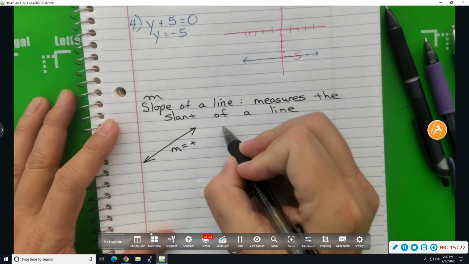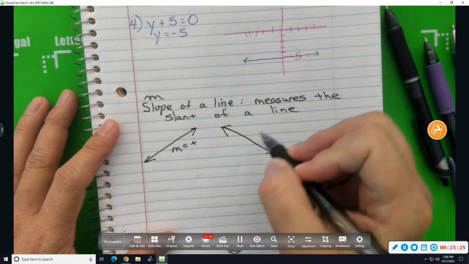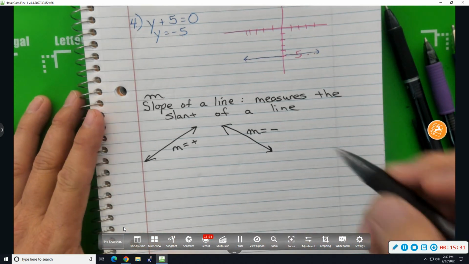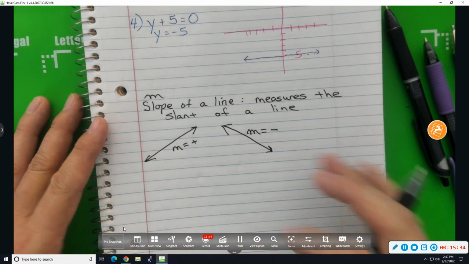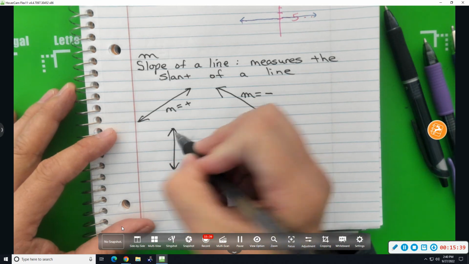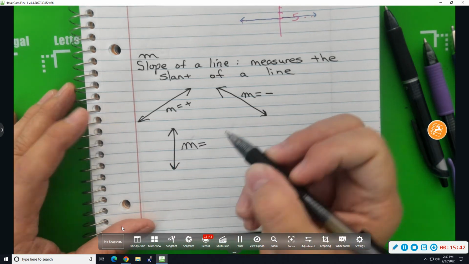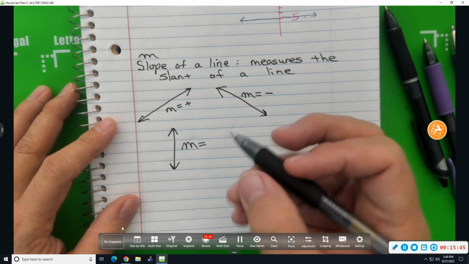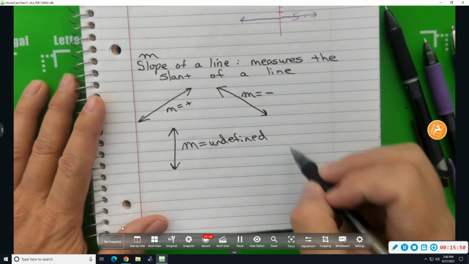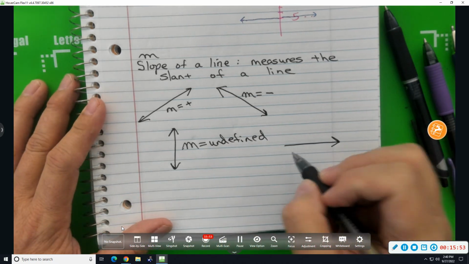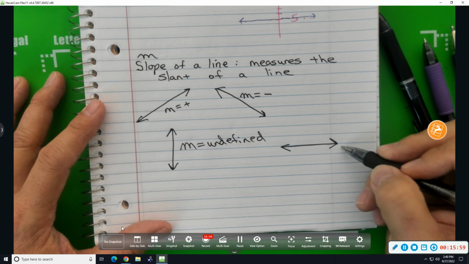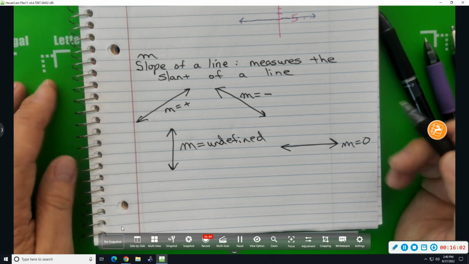If the line is falling from left to right, we expect the slope to be negative. If we're looking at a vertical line, we're going to see that the slope is not a number. The slope can't be measured. The slope is undefined, and we'll see why in a moment. It has something to do with the other undefineds that we discussed this semester. And a horizontal line has a slope equal to 0.